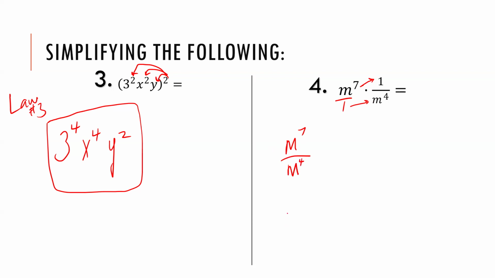So what law am I applying now? It's going to be the quotient law, right? And the quotient law tells me to do what? Subtract the exponents. So 7 minus 4, which gives me 3, m to the 3rd.